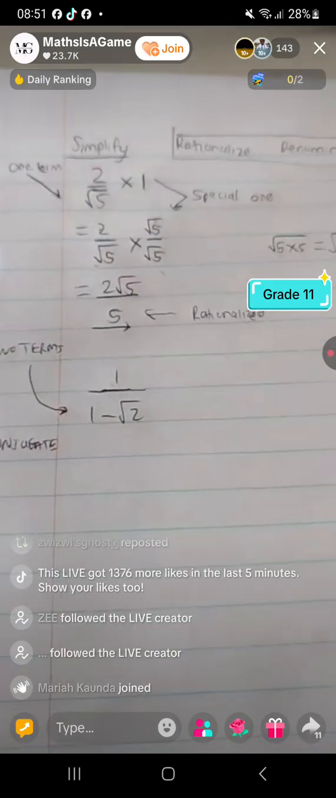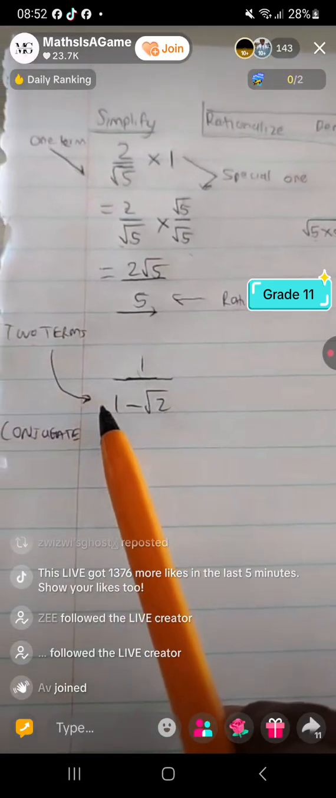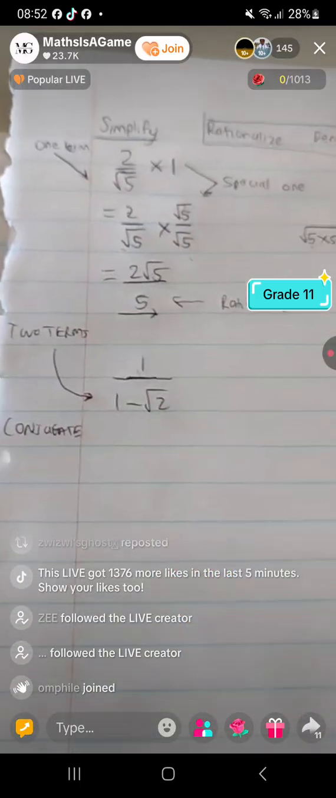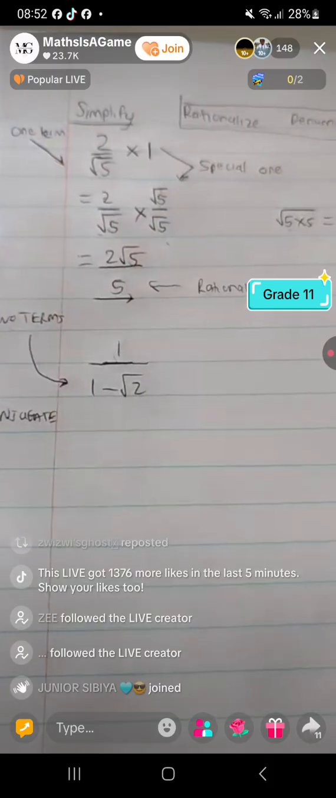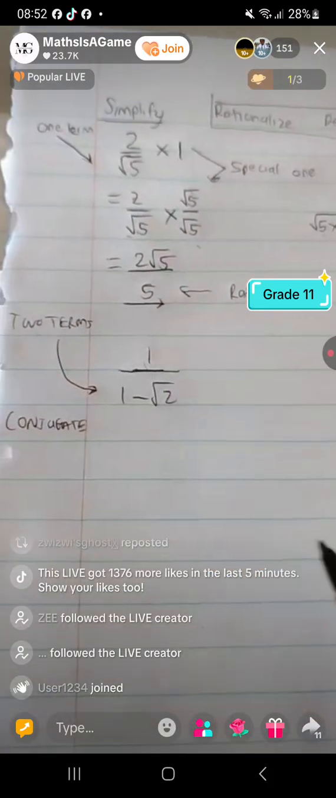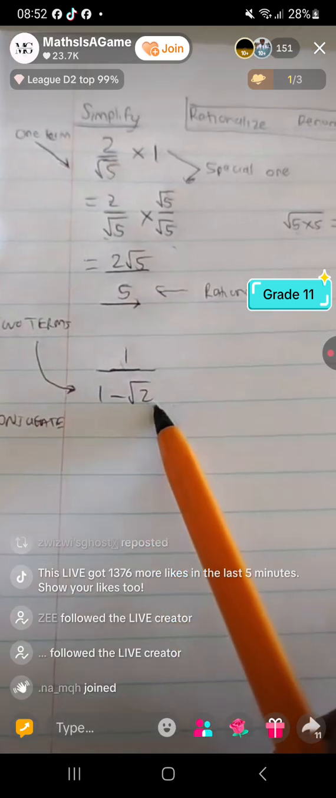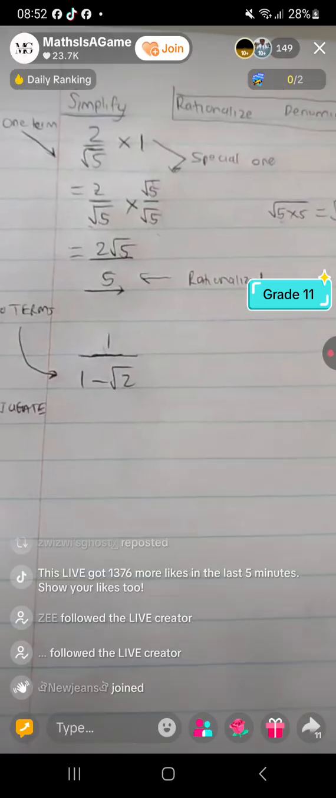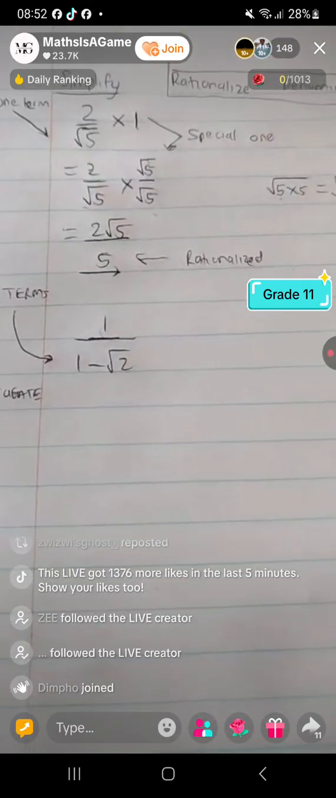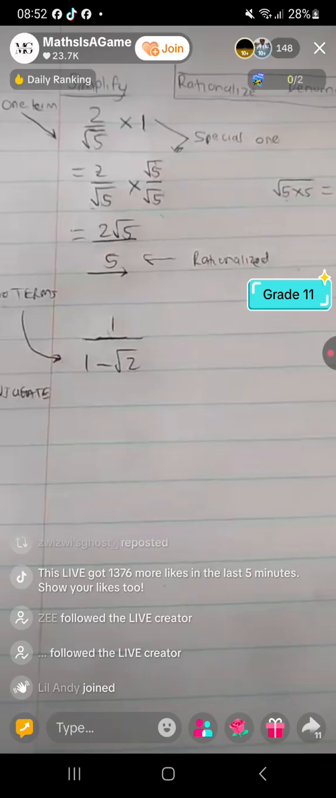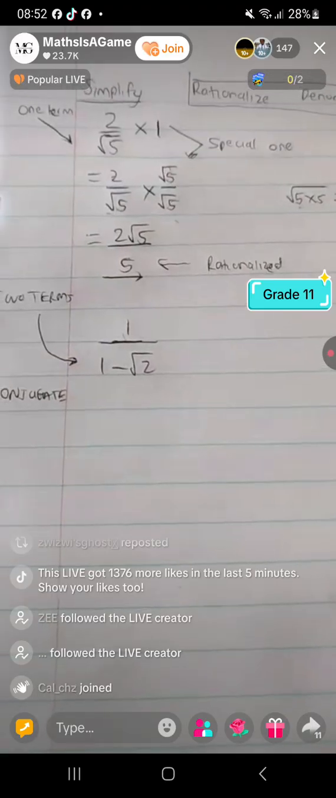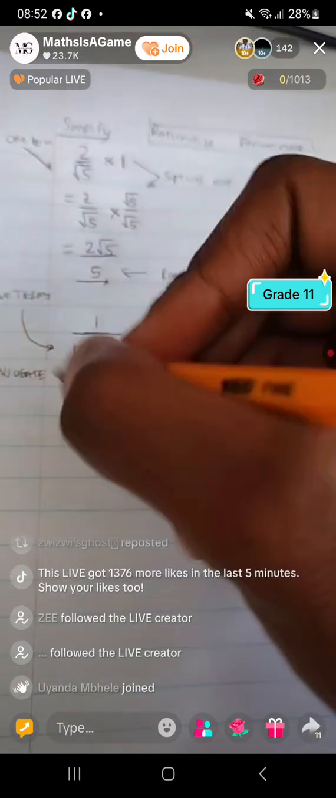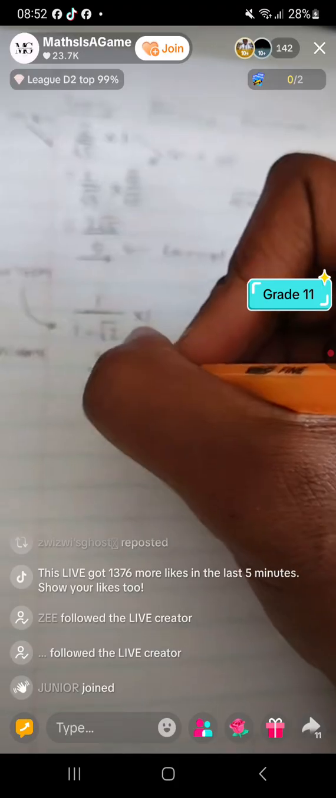What is a conjugate? A conjugate is simply the same terms that you see here, but with a different sign in between. Same terms, different signs in between. That is what we call a conjugate. So we are going to multiply by a special one, but this special one is a conjugate.